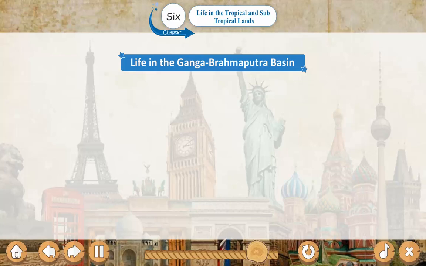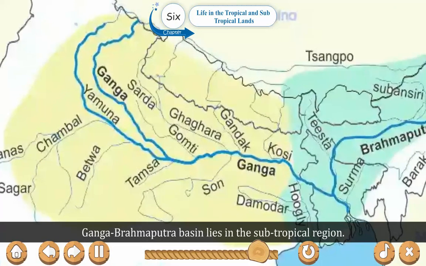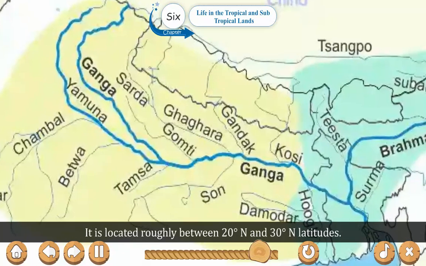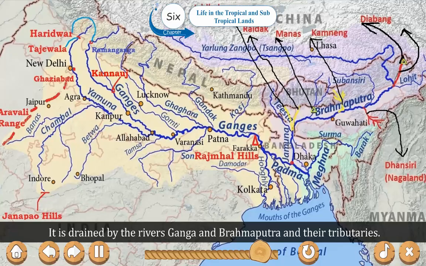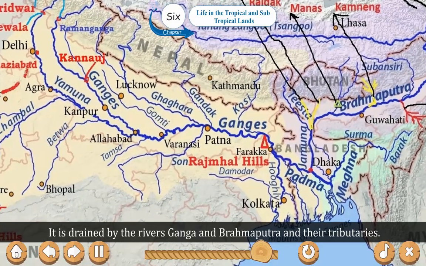Life in the Ganga-Brahmaputra Basin. Ganga-Brahmaputra Basin lies in the subtropical region. It is located roughly between 20° north and 30° north latitudes. It is drained by the rivers Ganga and Brahmaputra and their tributaries.